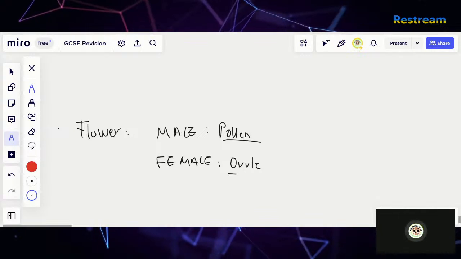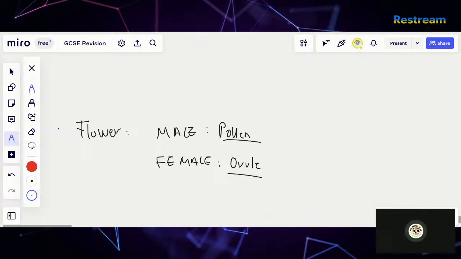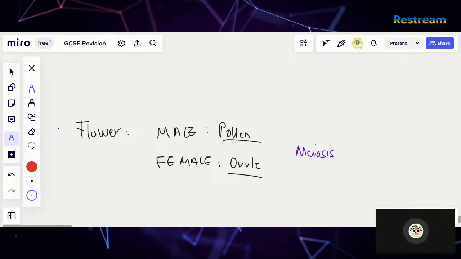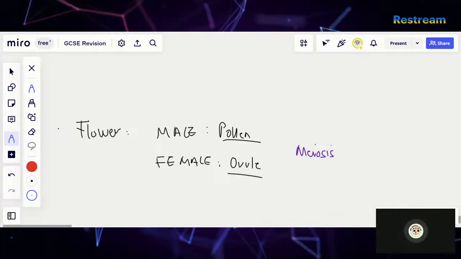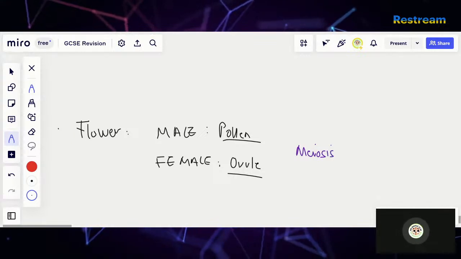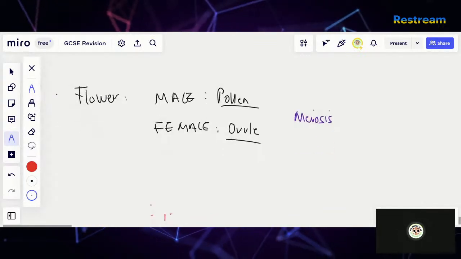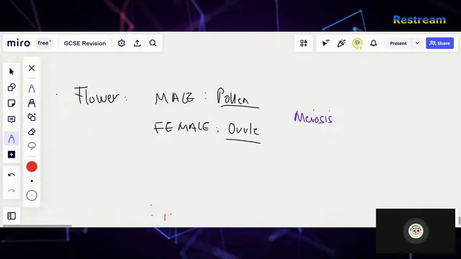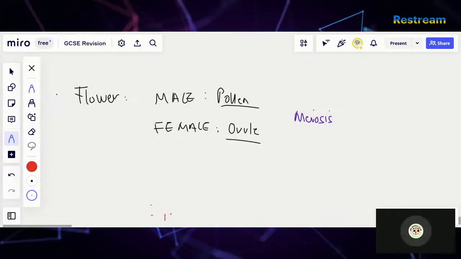Now, how did that ovule come about? This comes about through the process of meiosis. Just how in humans meiosis is used for gametes, so is it in flowers. So we have the pollen and the ovule. And now we're being asked to explain the sexual reproduction. So you have the male counterpart and the female counterpart.